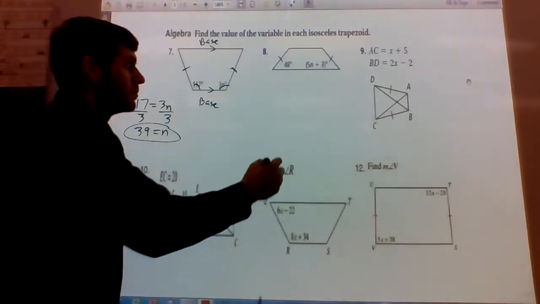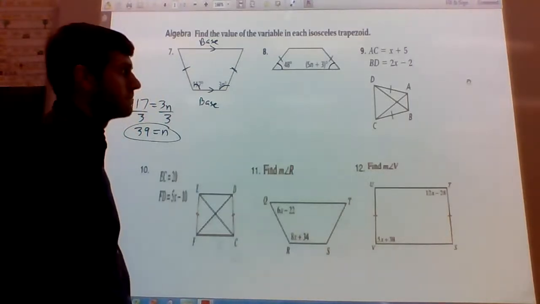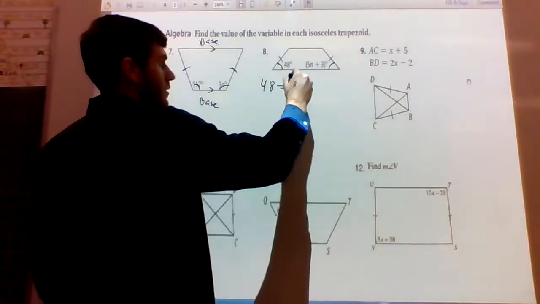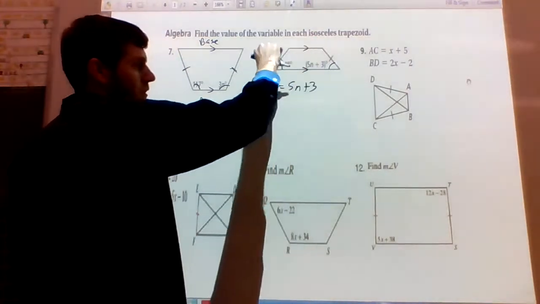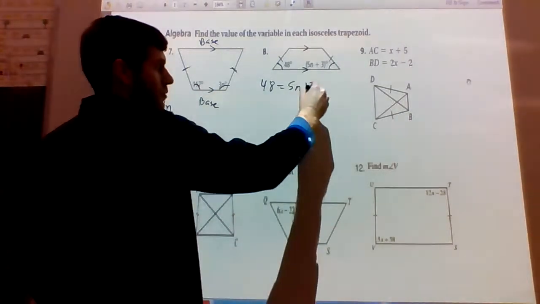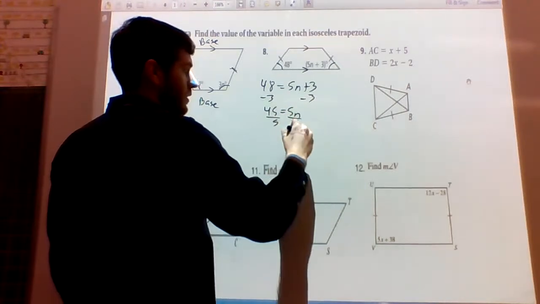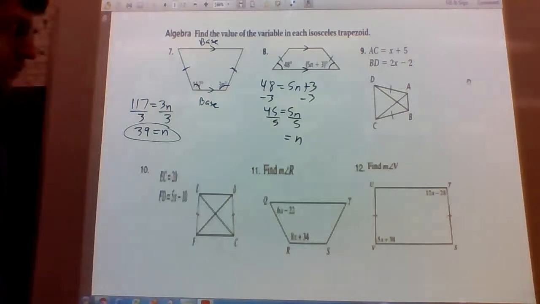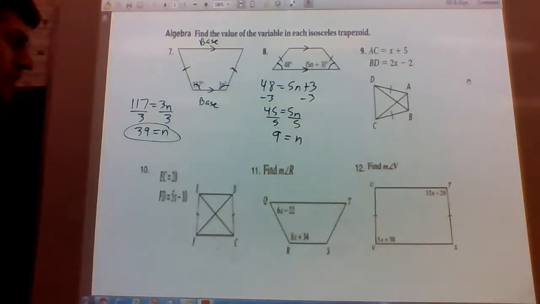Number 8, base angles are congruent. So 48 is going to equal 5n plus 3. These are our bases because these are the legs that are congruent. Subtract 3 from both sides. 45 equals 5n. Divide both sides by 5. n is going to be 9.